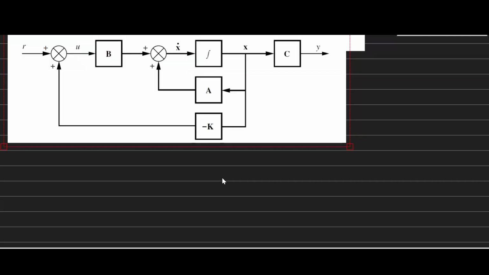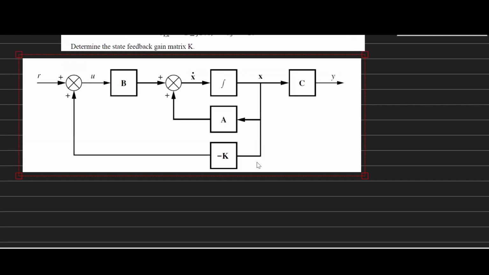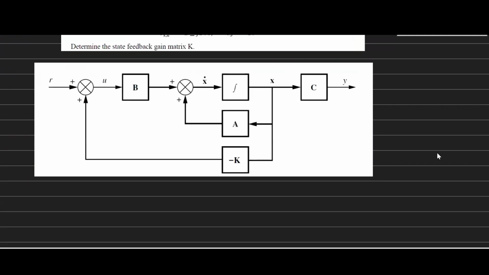So I can give you an illustration. This is a diagram I want to share with you. So this is how this diagram looks. So we want to find that matrix K, right? That's the feedback matrix, K, so that we'll be able to place the poles of that state matrix A at the desired location on the s plane. Okay, so let us do that.